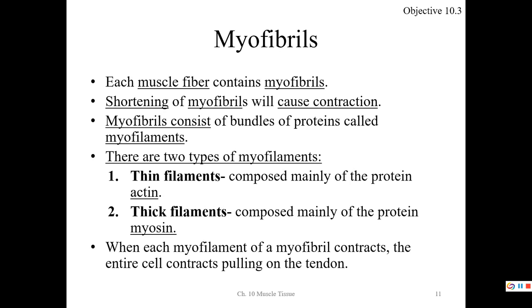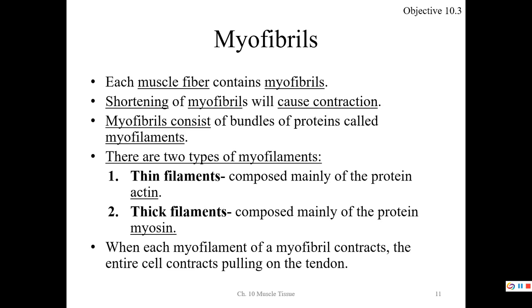Now, myofibrils are inside of a muscle fiber, so muscle fibers contain myofibrils. The myofibrils are going to shorten, they're going to contract, and when they get short, they make the muscle cell get short. They are made up of proteins called myofilaments. Myofilaments come in 2 types, thin and thick. Thin is made up of a protein called actin, and thick is made up of a protein called myosin.